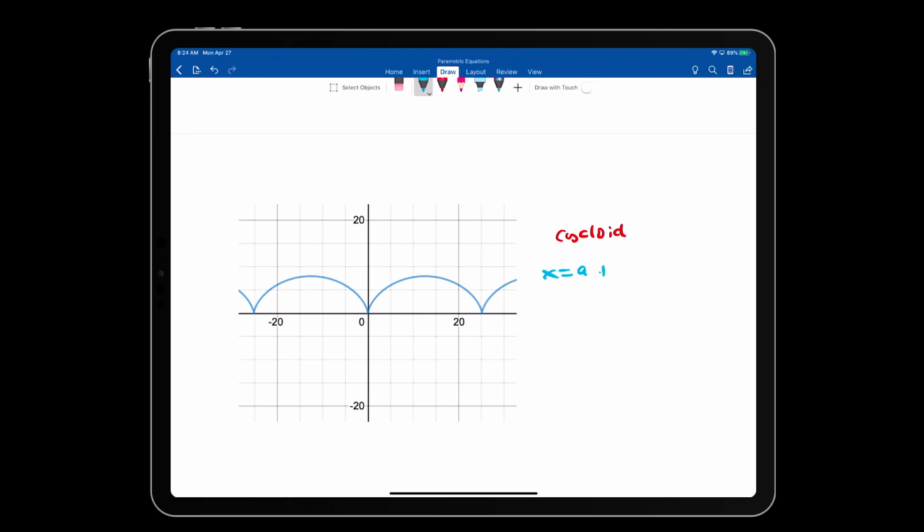X is a plus cosine of t. Oops, sorry. Not at all. Let's get the definition. X is r times (t minus sine t), and y is r times (1 minus cosine t).